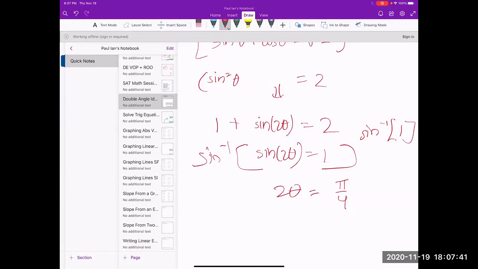Yes, I think it's 0. Usually it's 0 to 2 pi for the most part, except if it's like a half angle. Or no, I think you have to make it out of 4 pi if it's 2 theta. You said sine inverse of 1.